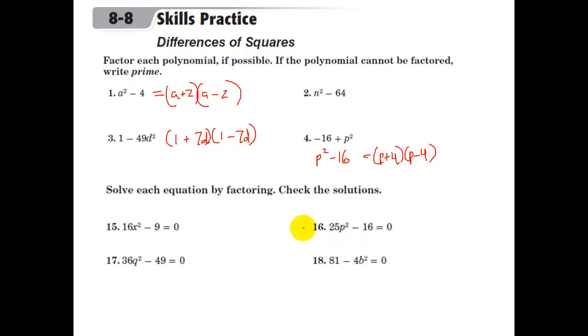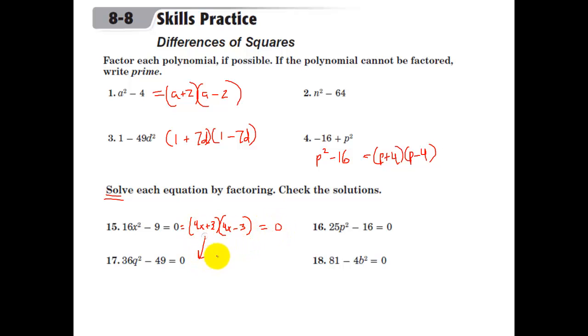Okay, let's go down to these. These actually say solve. Now remember, anytime you have an equation equal to 0, if you factor it first, you can use the zero product property. So let's take this one for example. If we factor it first, square root of 16x squared is 4x times 4x. Square root of 9 is 3 times 3, and then 1 is positive, 1 is negative, and that equals 0.